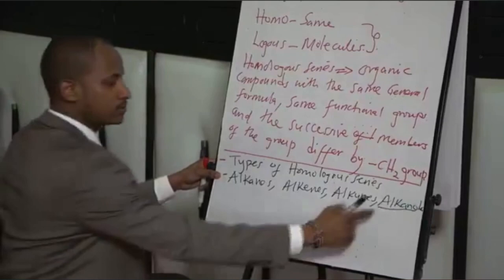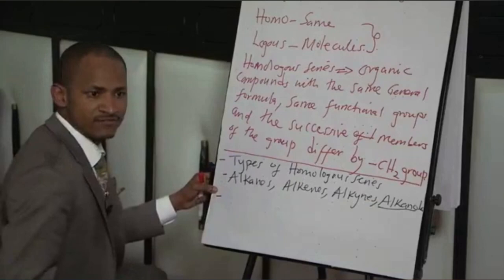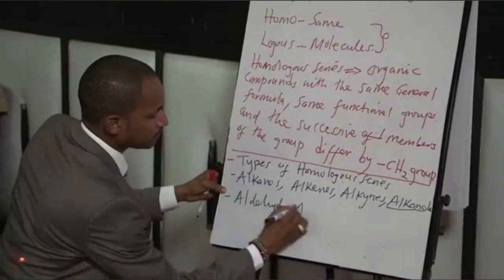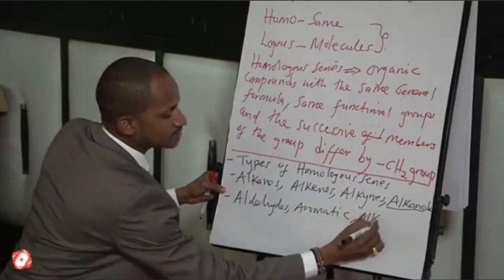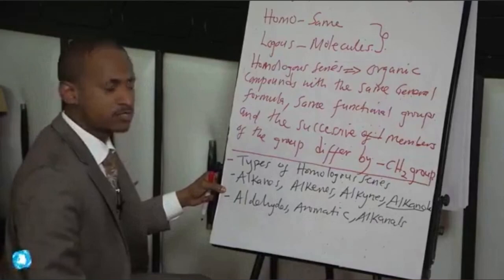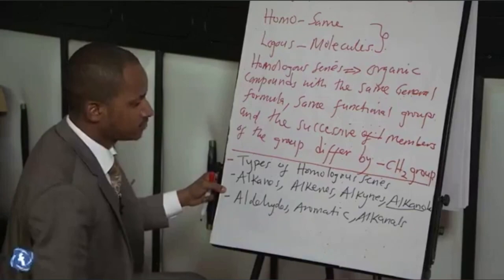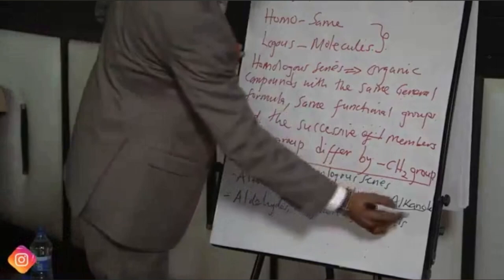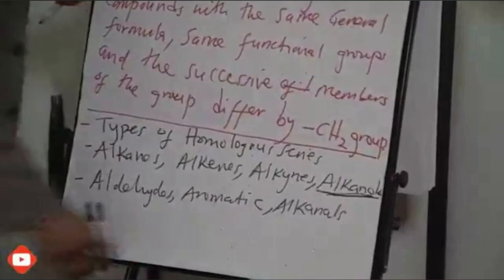Then we further have aldehydes, aromatic, and alkanals. Aldehydes, aromatic, and alkanals are beyond your scope. You will study them later on at advanced level. So what we drink, what our parents drink normally, comes from alkanols. If you take alkanols, you become blind or you die.